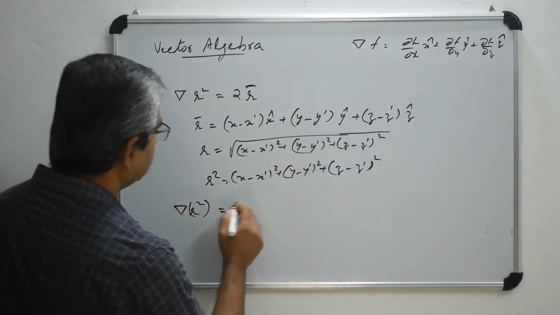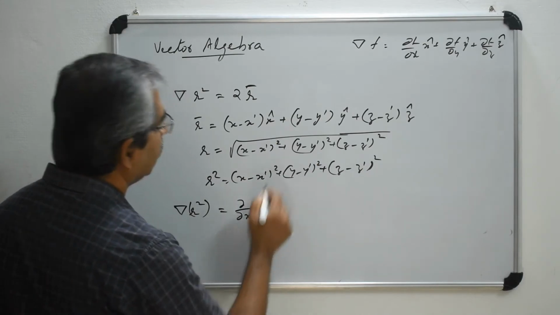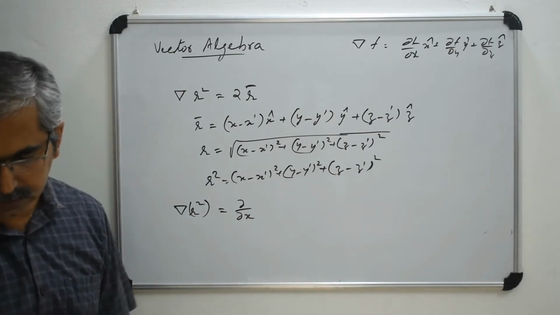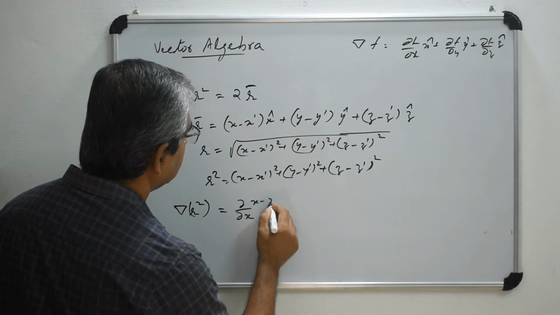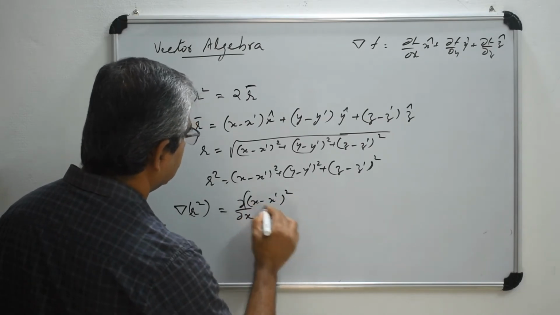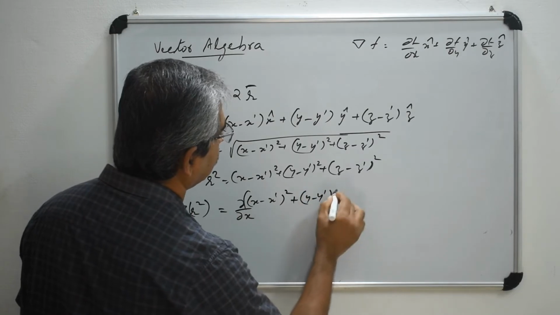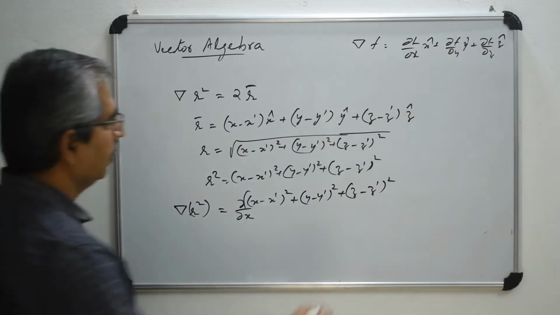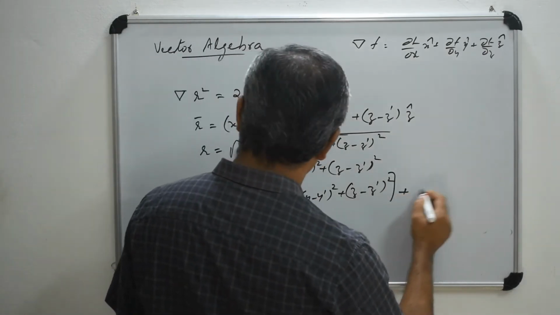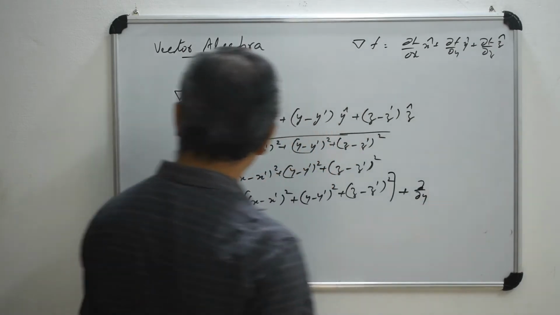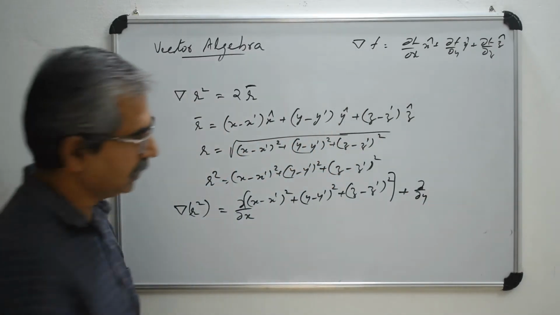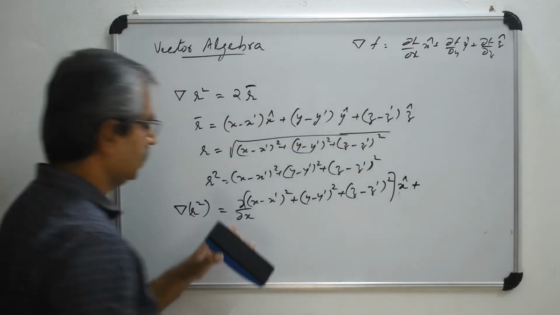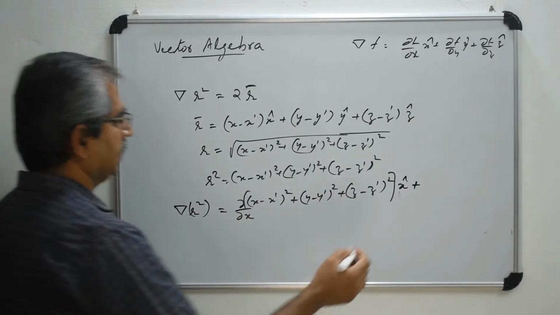So this is a function. So del of r square is dou by dou x of f. The function is this one. Okay, so you can write it as x minus x dash the whole square plus y minus y dash the whole square plus z minus z dash the whole square, into x cap, plus the same thing is repeated for the y and z direction.